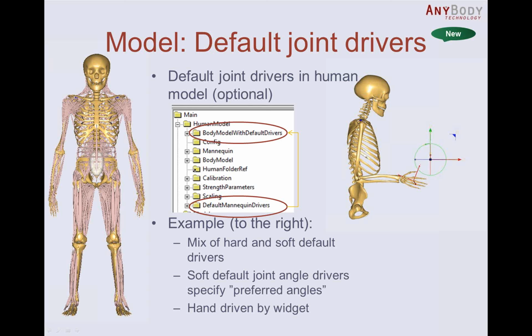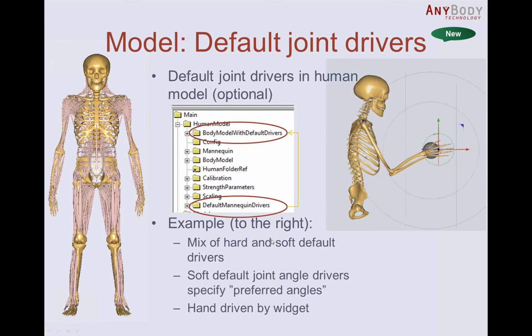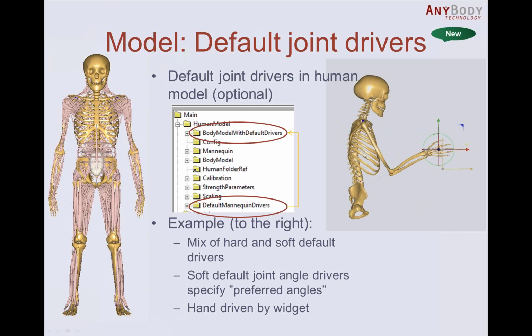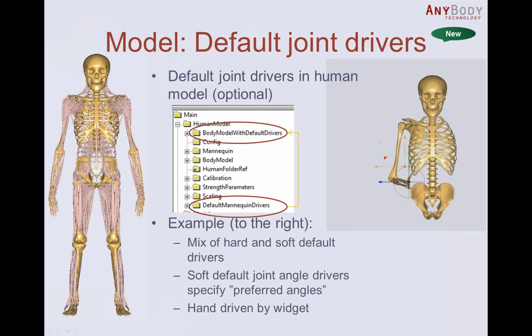The model to the right is an example of such simple posture prediction. The soft default drivers provide the preferred angles, but the hard drivers specify the hand position. Here the hand position is attached to a model view widget, which is dragged to new positions by the user. Notice how the arm and even the upper body moves when the hand position is dragged to a new position.